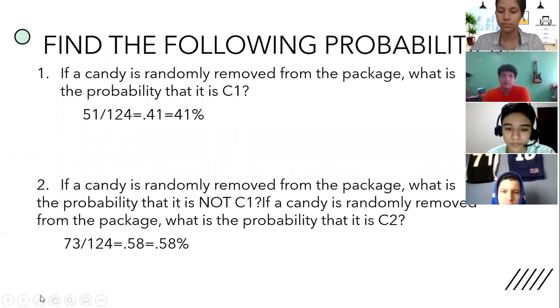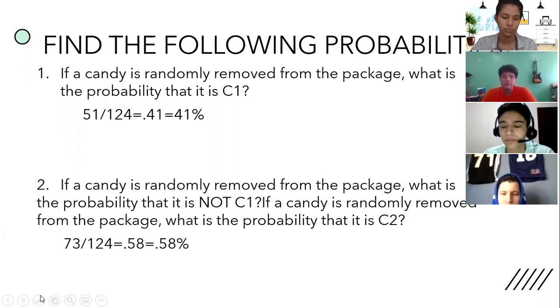The first one says, if a candy is randomly removed from the package, what is the probability that it is C1? We only have to do a little division. We divide 51 by 124, and it gives us the answer, which is 41%. The second problem says, if a candy is randomly removed from the package, what is the probability that it is not C1? It's almost the same as the last problem, but we change the 51 for a 73, and we have the result, which is 58%.